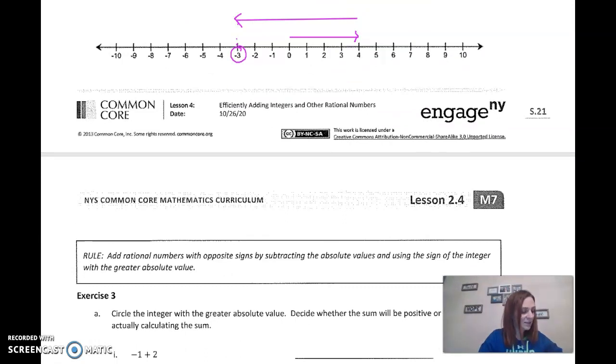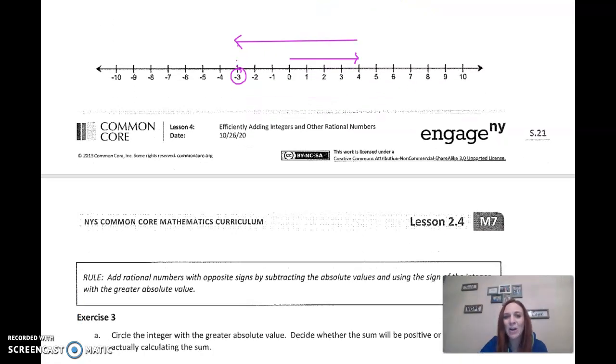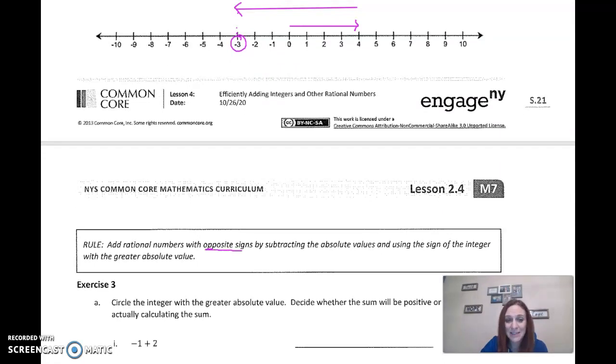So we're not necessarily answering the questions this time, but I want you to notice something. Notice in this case which arrow is longer. The arrow that's longer is the one that's the 7. And notice that pulls us into the negative side of the number line. So when we add rational numbers with opposite signs, we're going to subtract the absolute values. Same sign, add the absolute values. Opposite sign, subtract the absolute values. We're going to use the sign of the integer with the greater absolute value, the longer arrow.